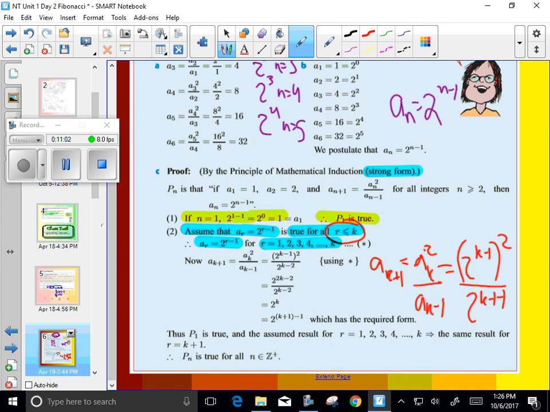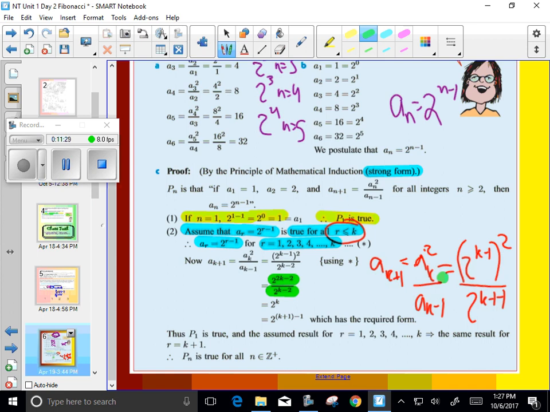Am I losing anybody? Caleb, we good? All right. So then I'm just going to double this k minus 1 and get 2 to the 2k minus 2. 2 to the 2k minus 2 over 2 to the k minus 1 minus 1. Do you see where it's 2k minus 2?